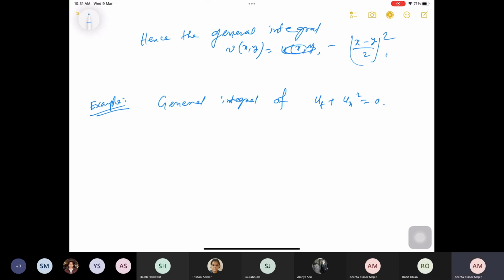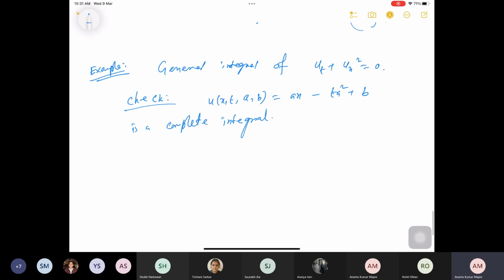So you check that u(x,t,a,b), maybe you can think of y, whatever you want. You put t equal to y, where y is positive only. So u(x,t,a,b) is ax minus t of a square plus b, which is a complete integral. You check that it is a complete integral.